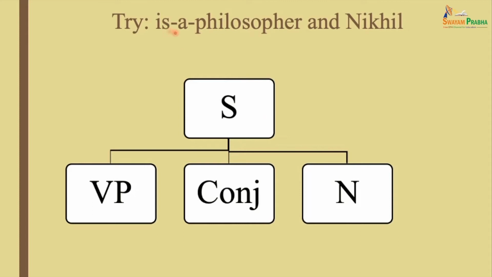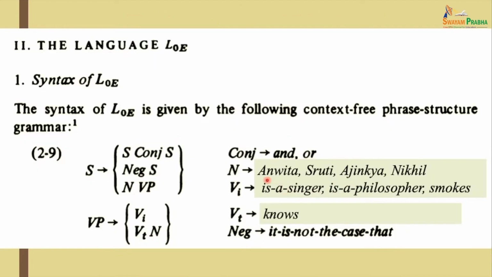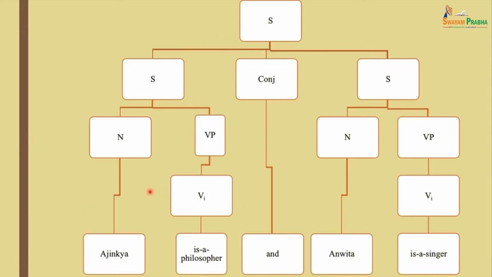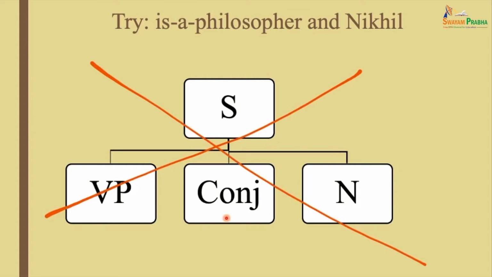Now, how could I do it? For this, S had to go to VP, conj, and N, but you don't find any such rule where S could be rewritten as VP, conj, N. If you look at it, there is nothing like VP, conj, N, right? So this rule is not there anyway. So this is a bad structure, so you cannot have it.